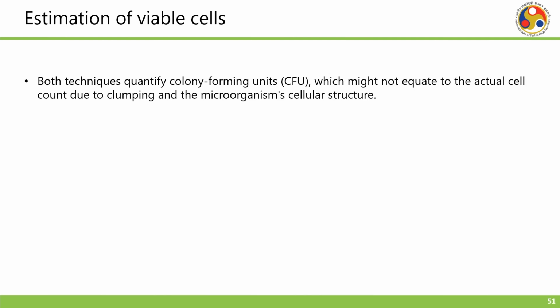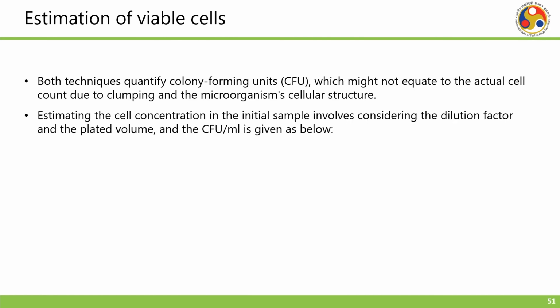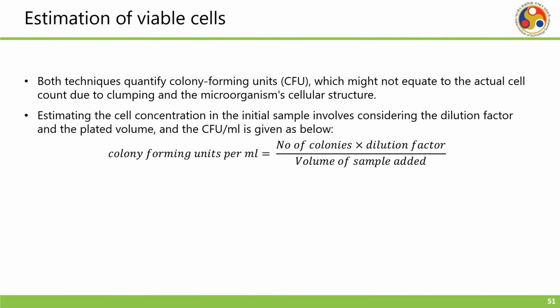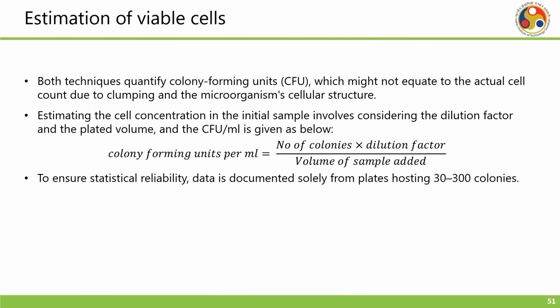How do we estimate the viable cells? Both techniques quantify colony forming units, or CFU, which might not equate to the actual cell count due to clumping and the microorganisms' cellular structure. Estimating the cell concentration in the initial sample involves considering the dilution factor and the plated volume, and CFU per ml is given as below, where we have the CFU per ml as number of colonies multiplied by the dilution factor and divided by volume of sample added.